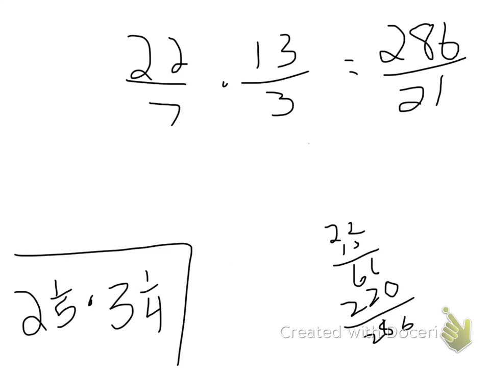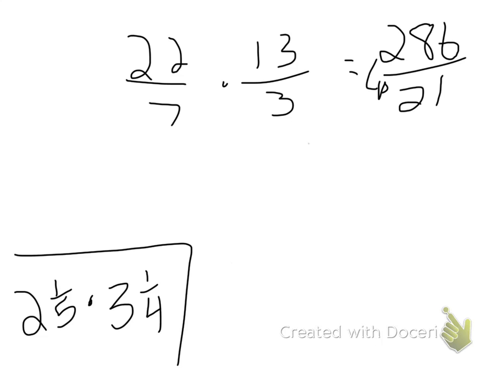Now, one trick that I showed some people in class the other day is if you can't figure out how many times the bottom number goes into the top, just look at it like a division problem, because remember, fractions are division problems. So, do 286 divided by 21. Watch this. 286 divided by 21.